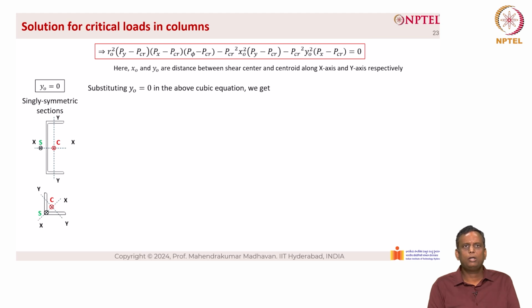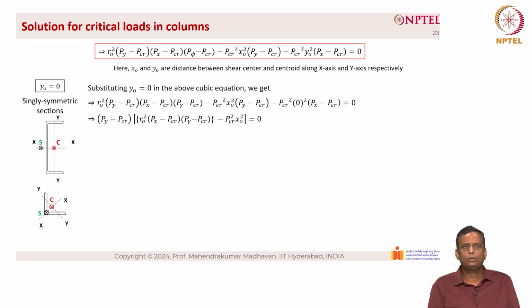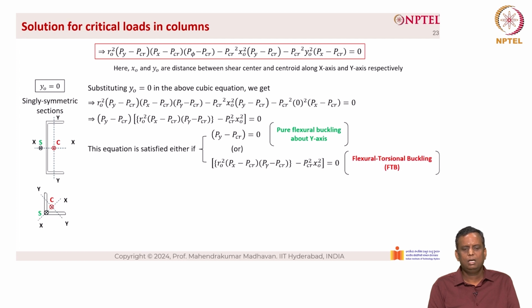Now substituting y0 equal to 0 in the above cubic equation, we get (Py minus Pcr) into [r0 square into (Px minus Pcr) into (Pz minus Pcr) minus Pcr square into x0 square] equal to 0. So this equation is satisfied either if Py minus Pcr is equal to 0, which is the term outside the big bracket, or r0 square into (Px minus Pcr) into (Pz minus Pcr) minus Pcr square into x0 square equal to 0. The first term represents the pure flexural buckling about the y-axis. The second term represents the flexural torsional buckling, also known as FTB.